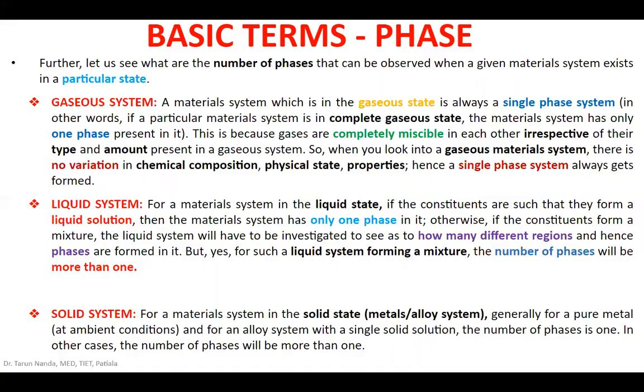Yes, in a metal system, you can have numerous examples when there is only one phase existing in the system. But generally in an alloy system, when you look into it and you say that, sir, only one thing has got formed in the alloy, that is a solid solution, and everywhere that same solid solution is there, then the number of phases present in that alloy system is one. Otherwise, generally, the number of phases would be more than one.